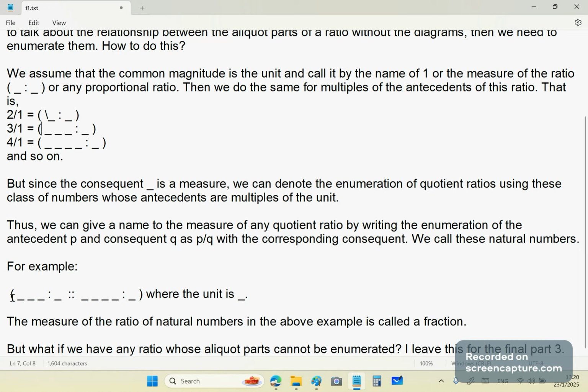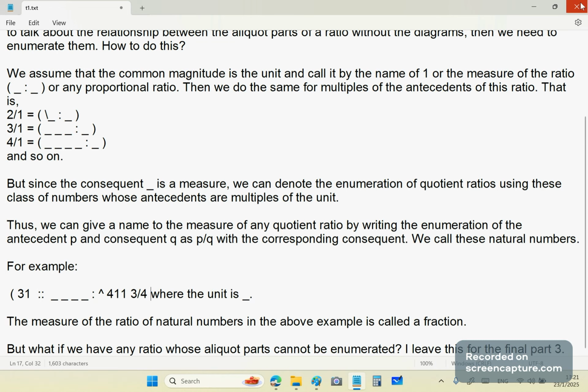Now take a look at this ratio down here. It's actually a ratio of ratios where the unit is this line here. In this case, we call the measure of this a fraction, because the first part is 3. That's 3 over 1, in fact, 3 over 1. And the second part is 4 over 1. And so the complete measure is 3/4.